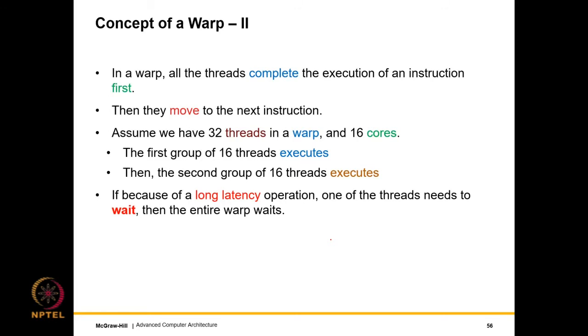So let me further explain. In a warp, all the threads complete the execution of an instruction first, and then we move to the next instruction. Just to reiterate, if we have 32 threads in a warp and we have 16 cores, the first group of 16 threads executes, and then the second group of 16 threads executes. And if we have only 8 functional units, then instead of this taking 2 cycles, it will take 4 cycles: first group of 8, second group of 8, third and fourth groups of 8. So there are several good things about it. The first is that it's simple. No doubt. We don't have to maintain a per thread PC.